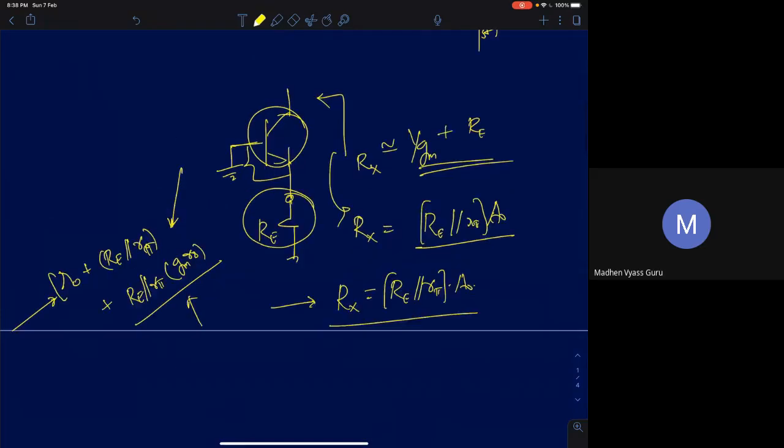Now if I short circuit the base and collector, it becomes much simpler. You simply get 1 by GM plus Re.